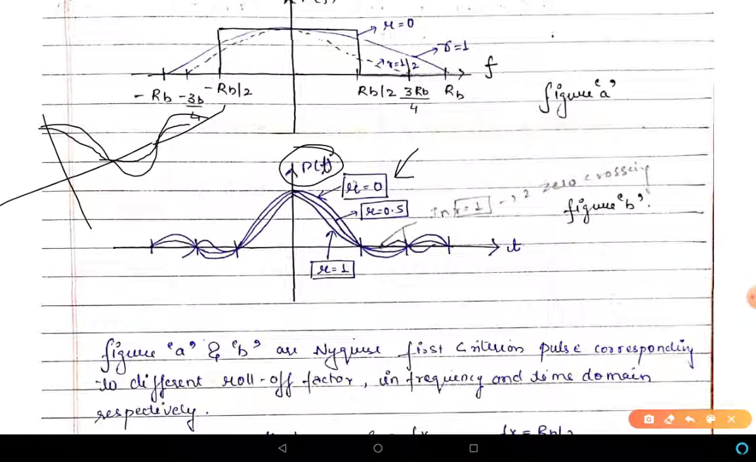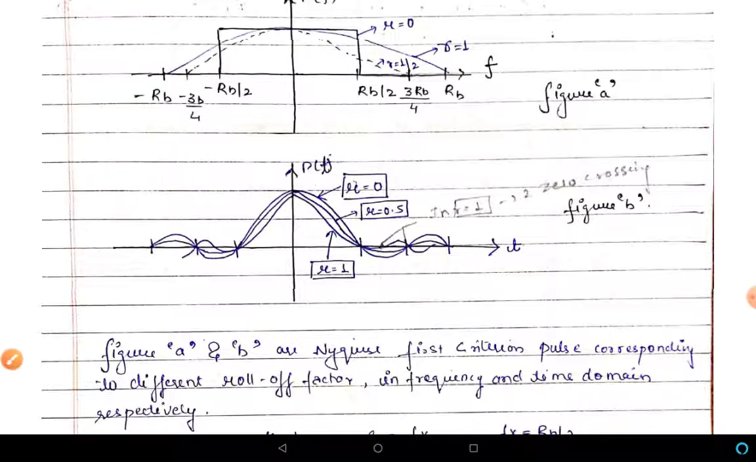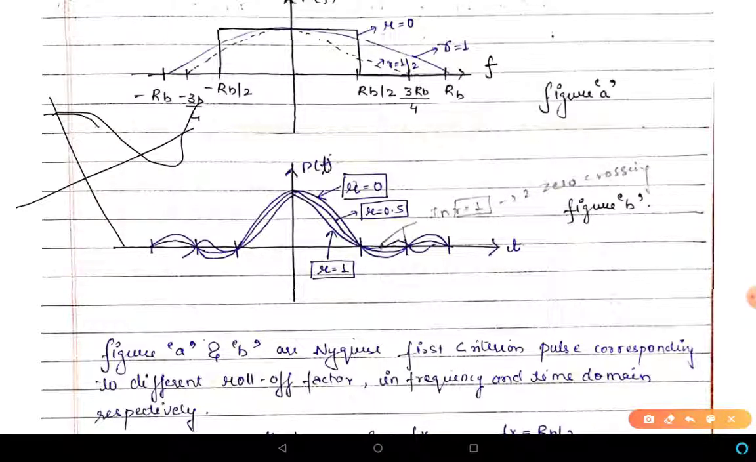So your side lobe amplitude is less, and if you draw for R equals 1, so I'll need to draw again. If you draw for R equals 1, then it will be something like this. This will be less, actually it has been drawn more, but it is to be less. So it has 2 zero crossings for the R equals 1 case.